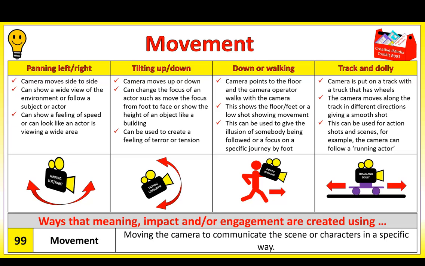And we've also got this thing called track and dolly. A trolley dolly is where the camera's put on a little trolley on wheels, and it gives a smooth motion of the camera moving as it moves along the track. It can be used for action shots and scenes. For example, the camera can follow a running actor.